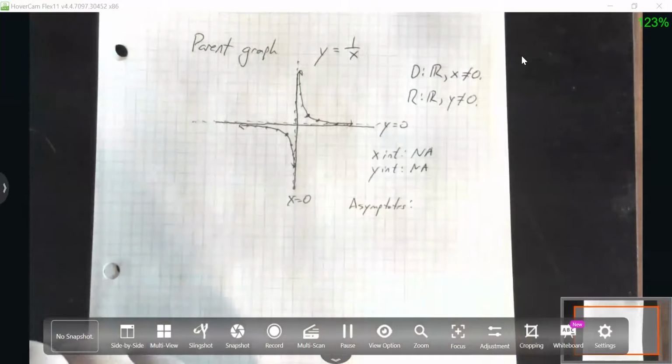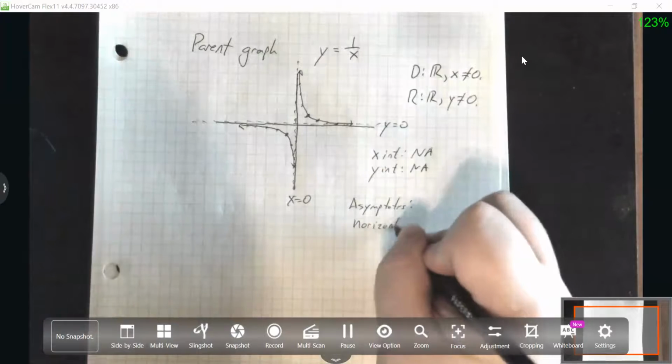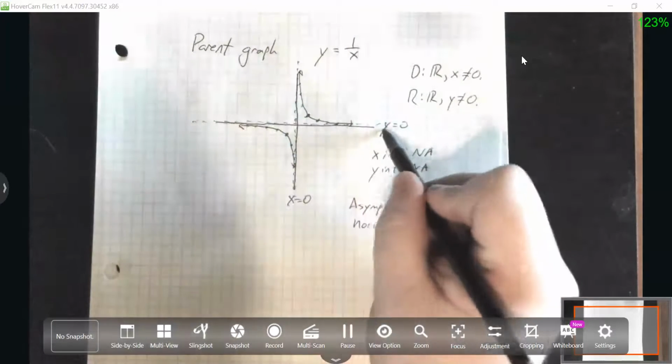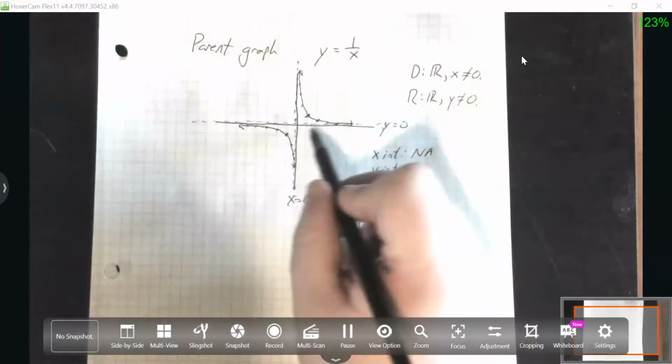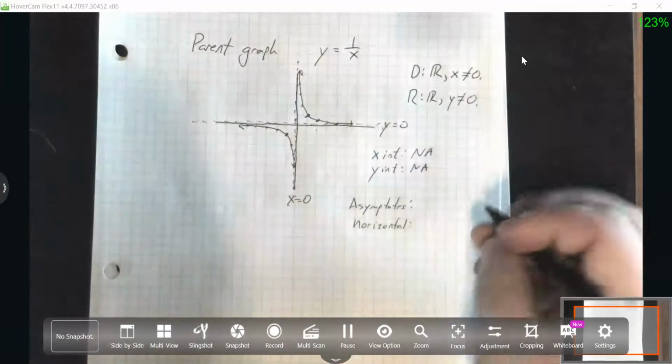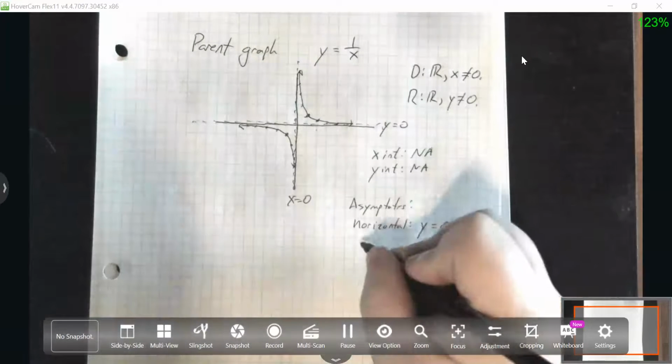So we have two asymptotes here. We have a horizontal asymptote, and that horizontal asymptote is right here going straight across. So remember, a line going straight across horizontally always has the equation of y equals whatever value it is. So in this case, our horizontal asymptote is y equals 0.